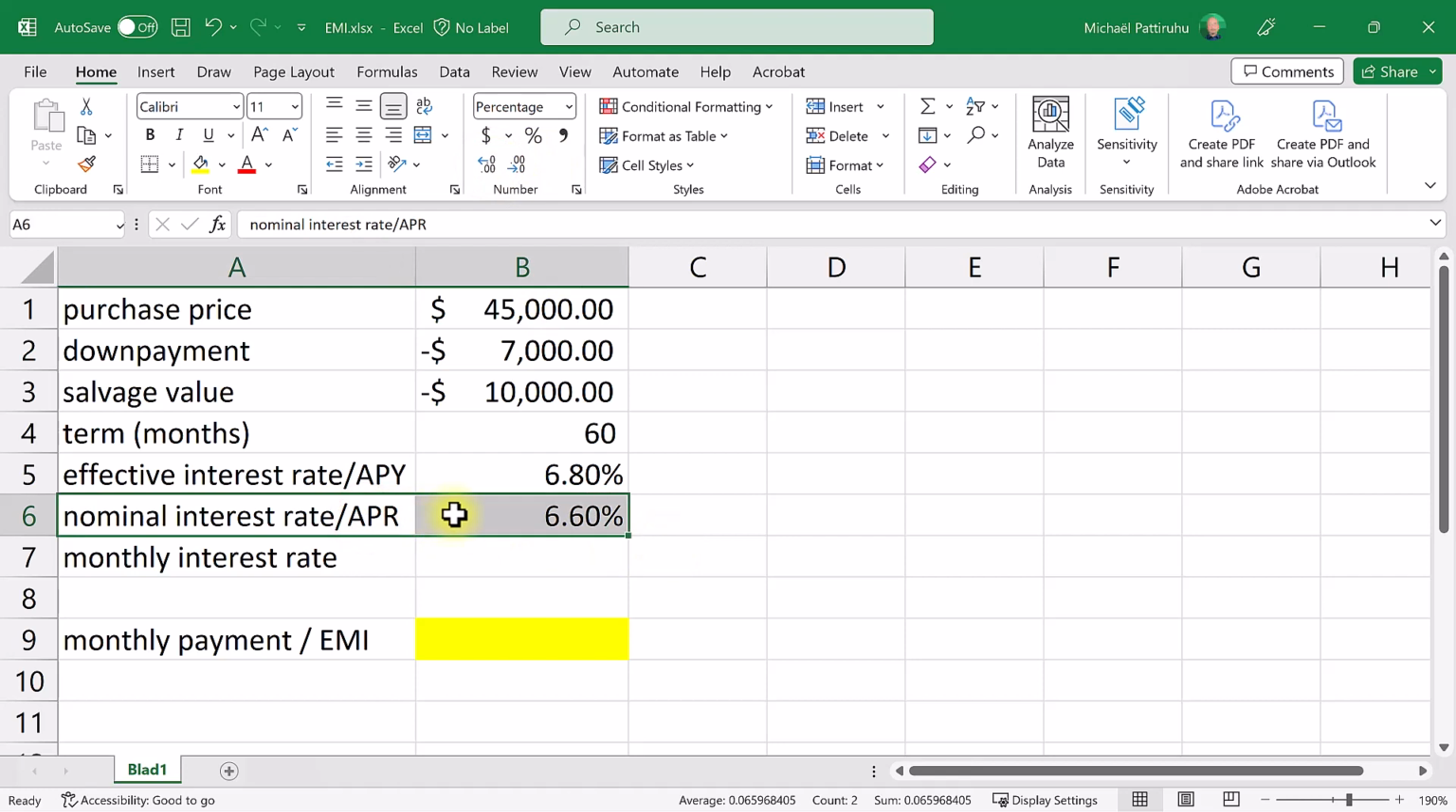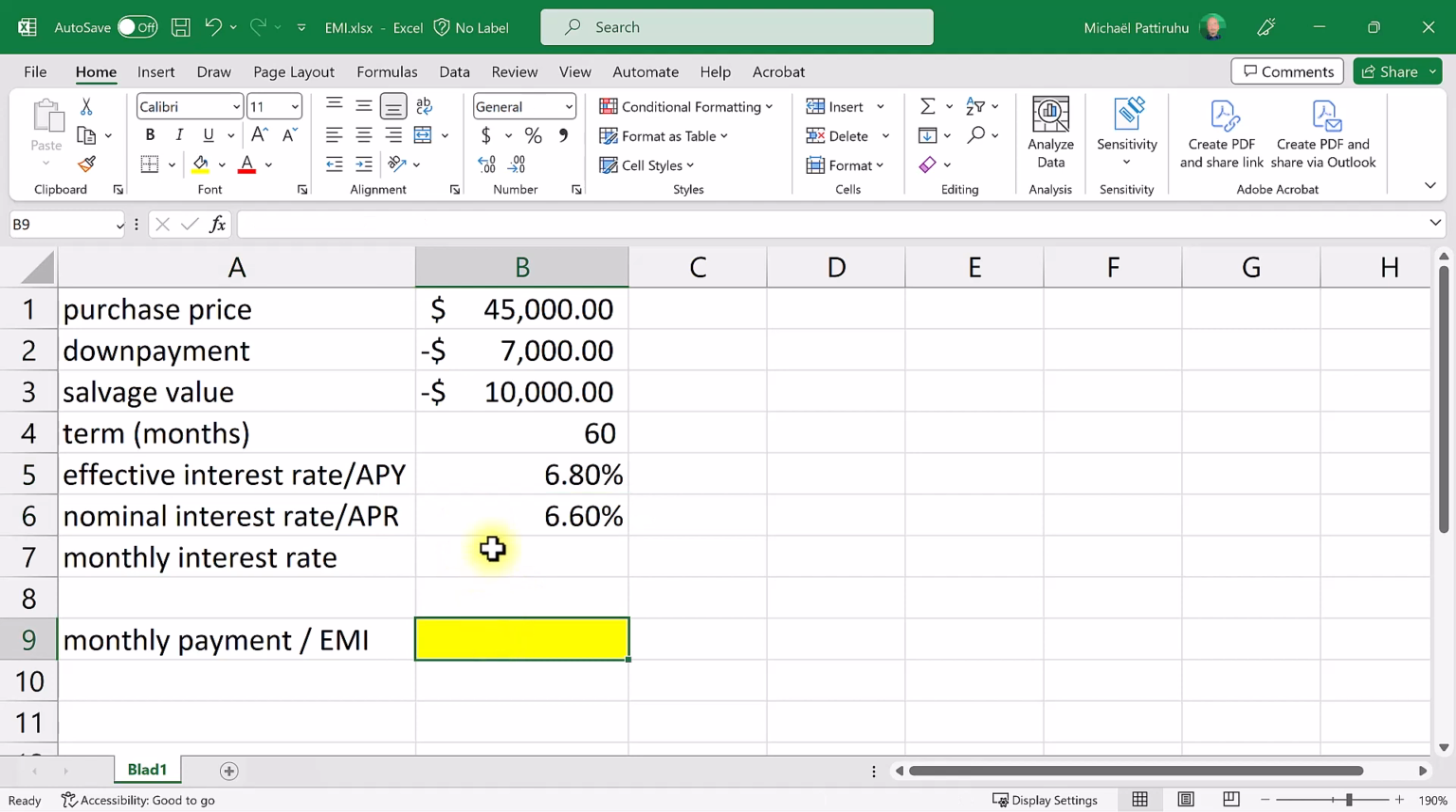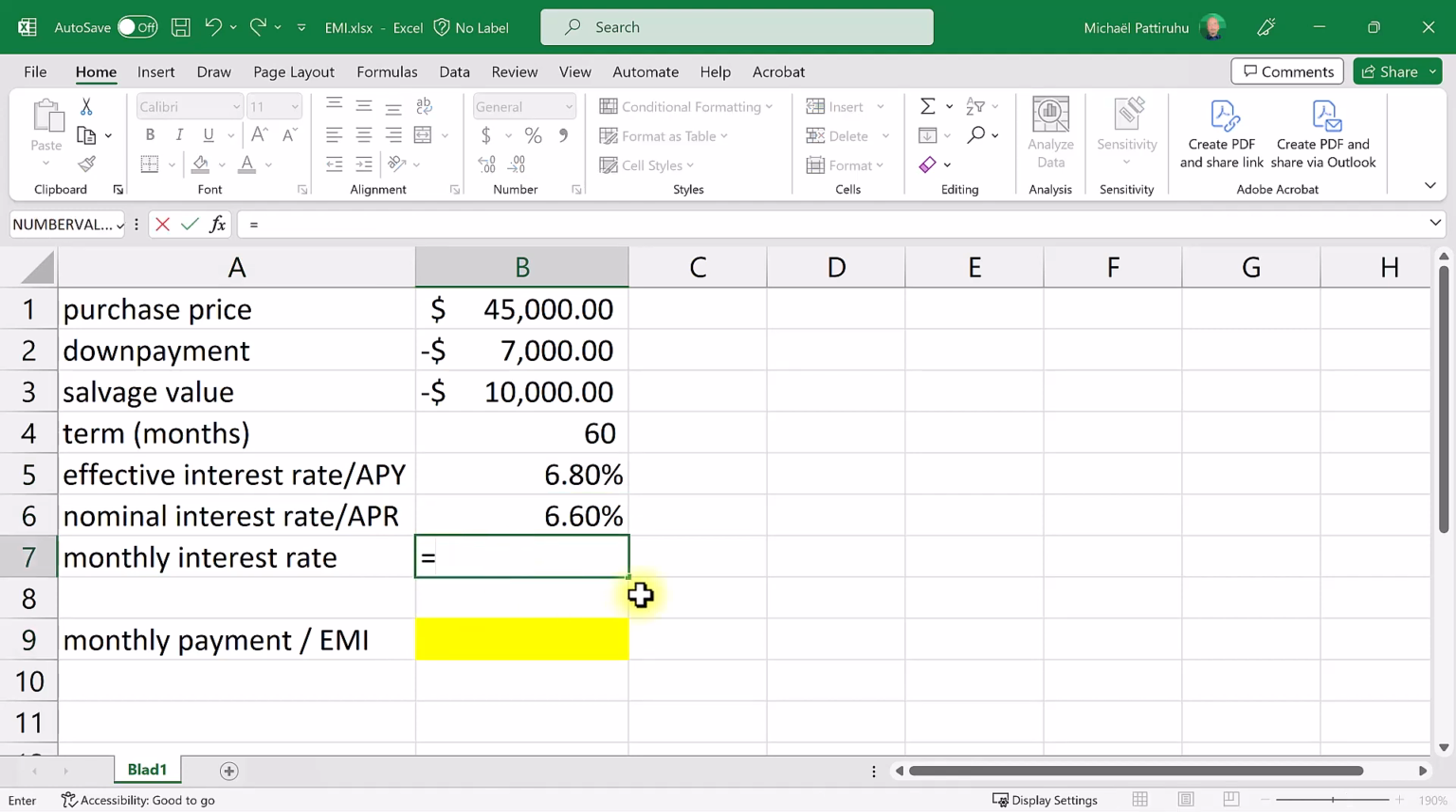The nominal interest rate is just 12 monthly interest rates, but it does not take into account compound interest. And the effective interest rate does take into account compound interest, and that's why it's a little bit higher than the nominal interest rate. What I need to calculate the payments is the monthly interest rate, and this is simply the nominal interest rate divided by 12. And this is also a percentage, approximately 0.5% per month.